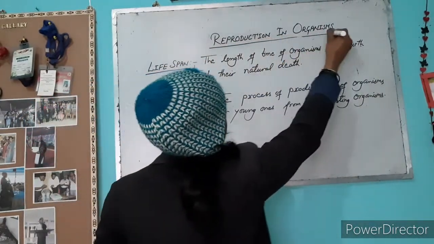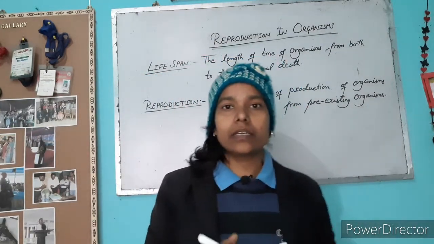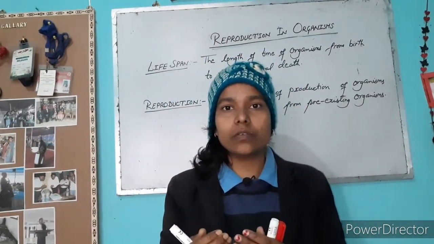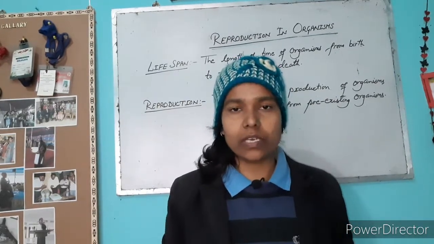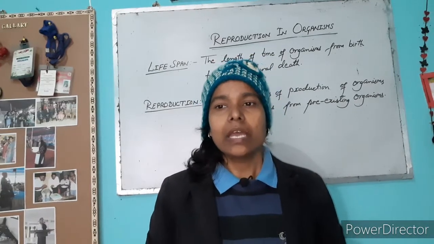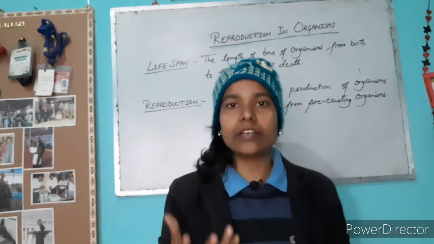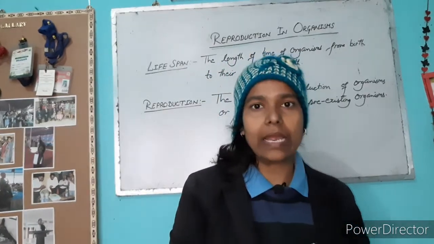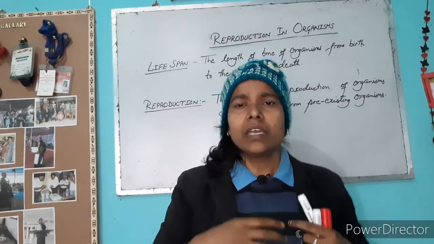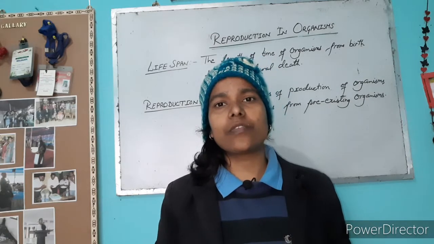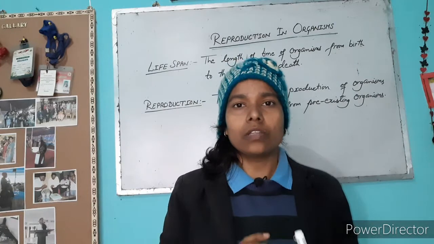Reproduction in organisms means the production of young ones from organisms. There are different kinds of organisms on the earth. It may be plants or animals, some living in water, some on land. There are aquatic plants and terrestrial plants, different kinds of animals, and microorganisms. There are different kinds of living organisms on the earth.